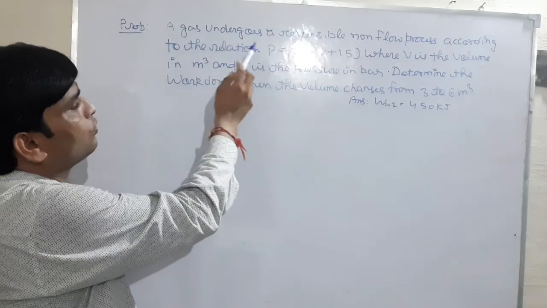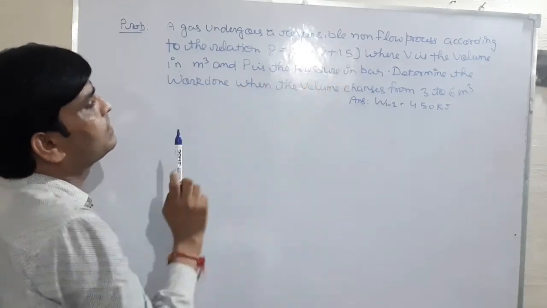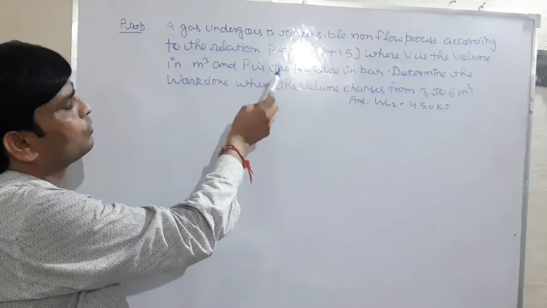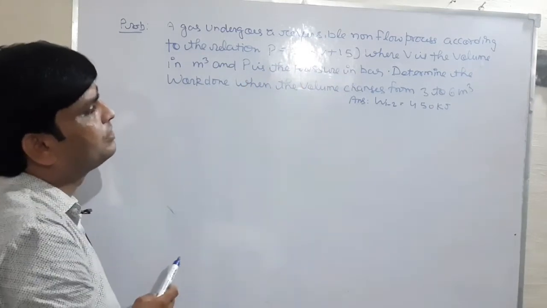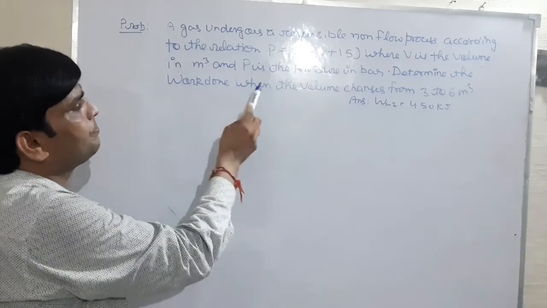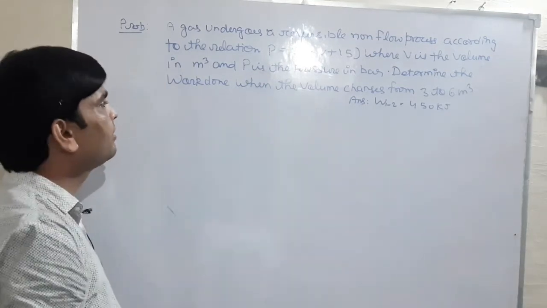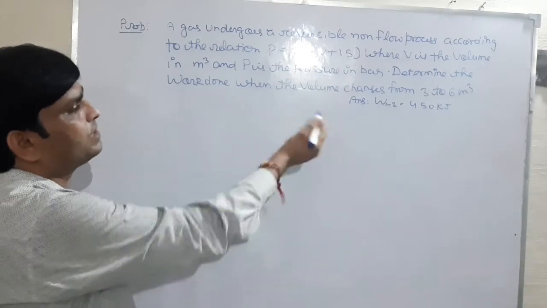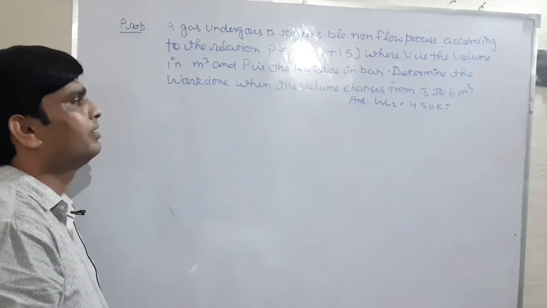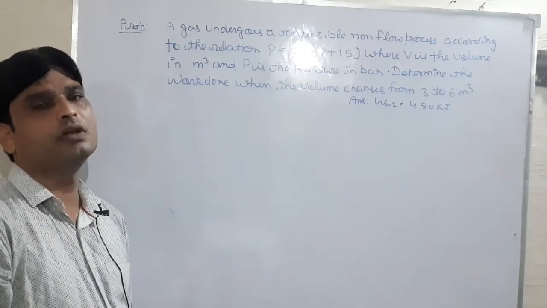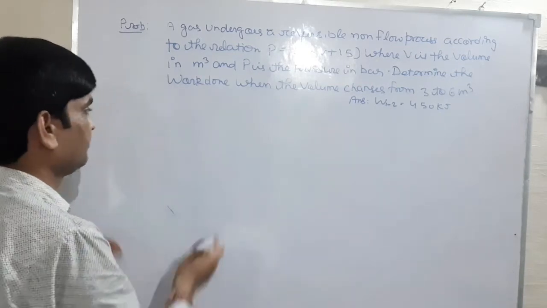A gas undergoes a reversible non-flow process according to the relation P equal to minus 3V plus 15, where V is the volume in meter cube and P is the pressure in bar. Determine the work done when the volume changes from 3 to 6 meter cube. So first of all, we note the given data.